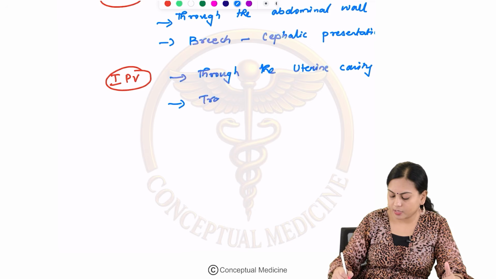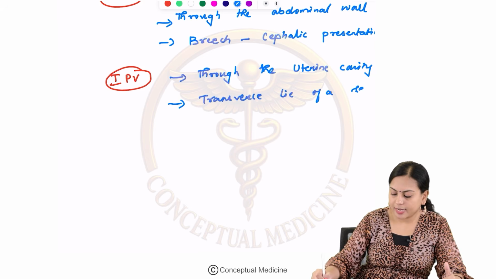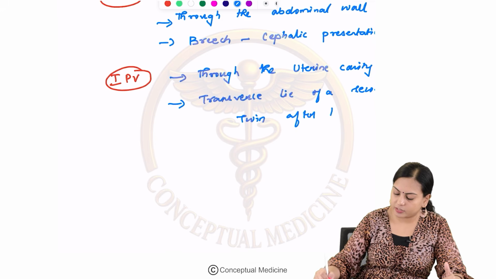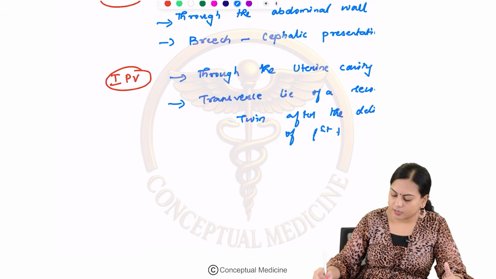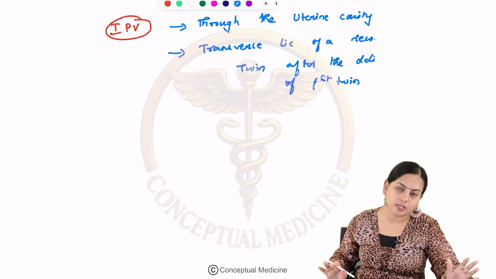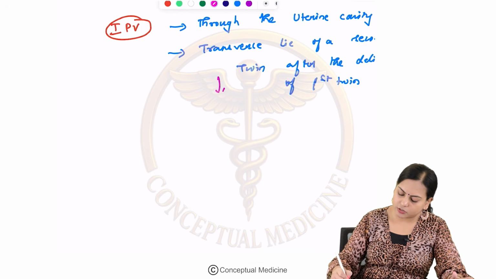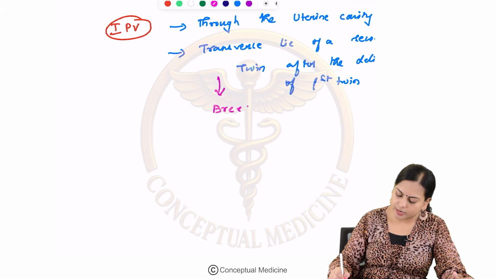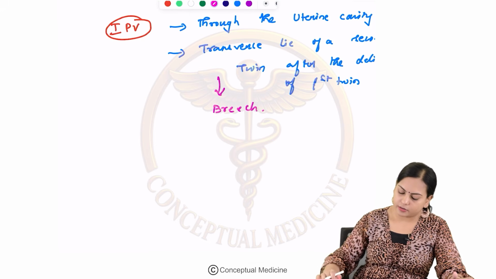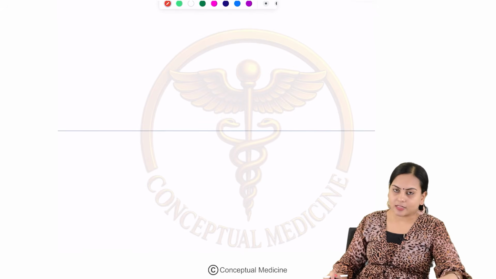For example, a transverse lie of a second twin after the delivery of the first twin can be managed by internal podalic version, and this is the only obstetric indication for doing internal podalic version now. Here it can be changed into a breech presentation and delivered. Clear? Right. Now, let's talk more about external cephalic version.